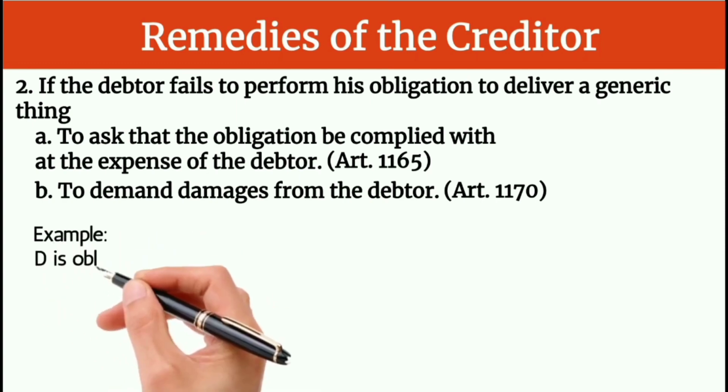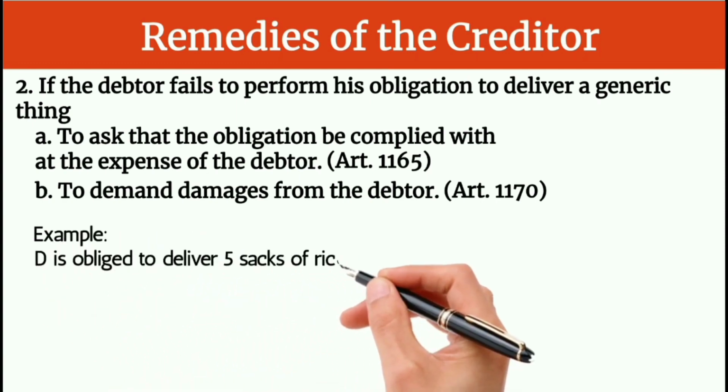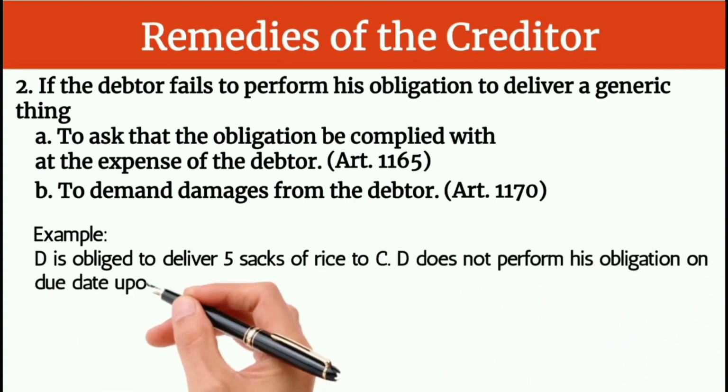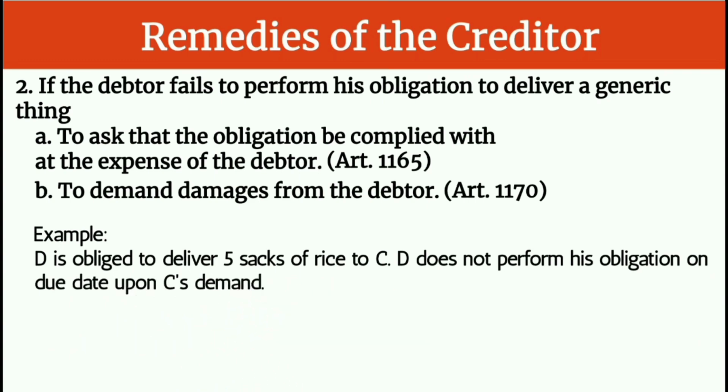Let's have an example. D is obliged to deliver 5 sacks of rice to C. D does not perform his obligation on due date upon C's demand. Yung 5 sacks of rice, yan ay generic thing. Ang obligation ni D dito ay i-deliver yung 5 sacks of rice. Yun nga lang, nung nag-demand si C na i-deliver na ni debtor yung 5 sacks of rice, hindi dineliver ni D kay C yung 5 sacks of rice.